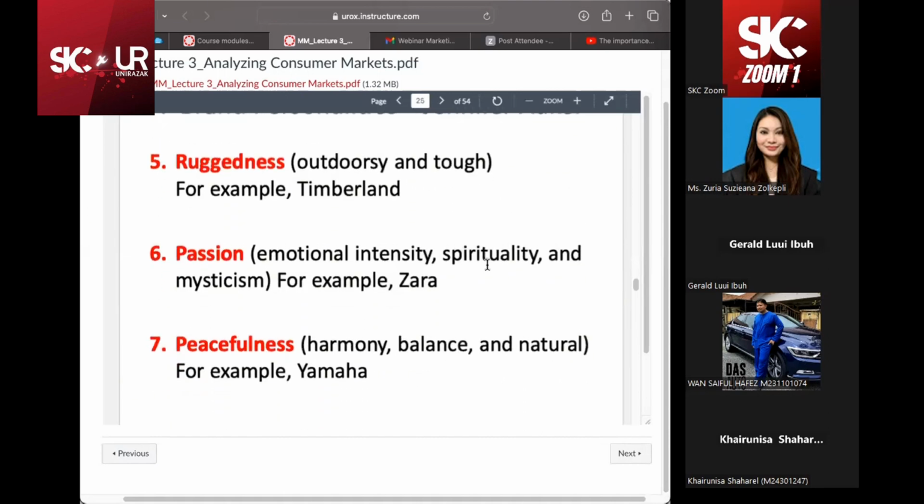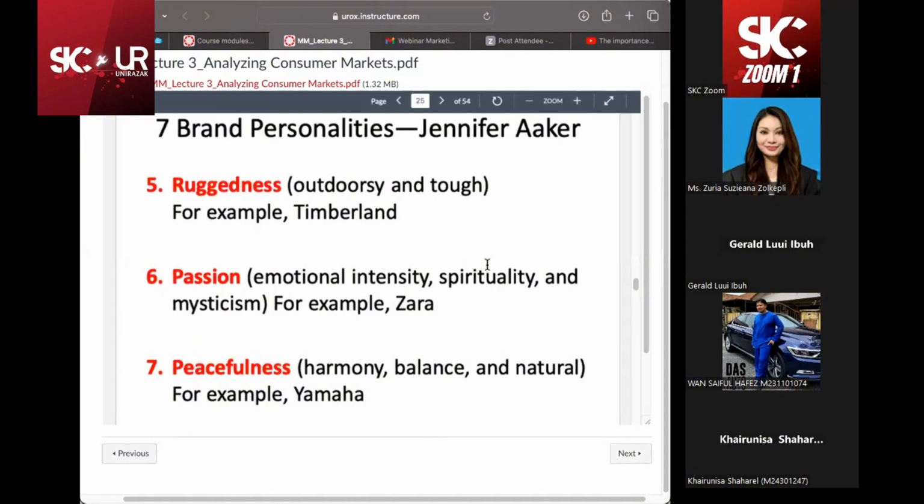The next ones, the 5th, 6th, 7th: ruggedness. This is more outdoorsy, more tough, more spirited as well. For ruggedness, I always think about Harley Davidson and so on. Passion is about spirituality, excitement, emotional intensity with the brand. You can see a strong identity, a strong communication that they try to portray through their advertisement, packaging, and the way their marketing strategy and promotion activity are different. It should show passion, and lastly is peacefulness.